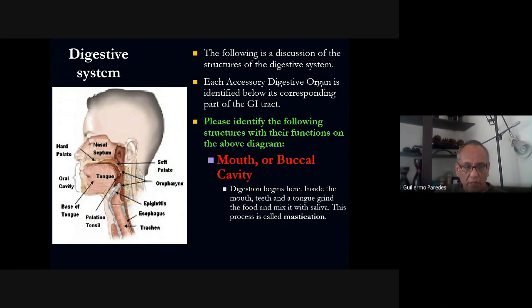So it looks like this is the tongue. If you press the tongue down, there's a cavity here. So the tongue is movable, right? So here we have the teeth, 32 teeth, 16 pairs, and we have actually the tongue and the salivary glands.